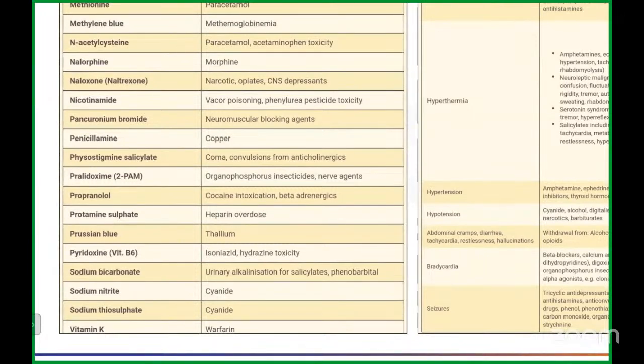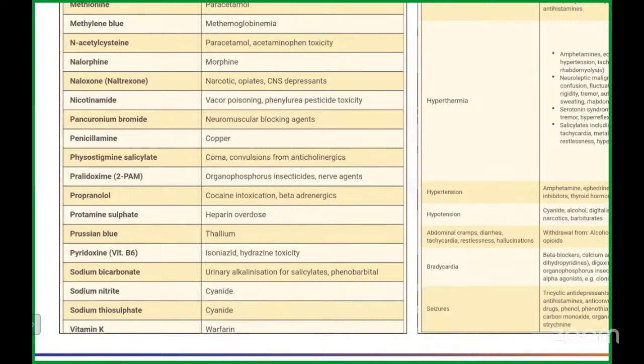Physostigmine is something that you use for datura poisoning, because it is a typical anticholinergic. I mean, it's typical atropine poisoning that you get. So you need physostigmine, which is a cholinergic drug. For heparin, you have protamine, which is the antidote.